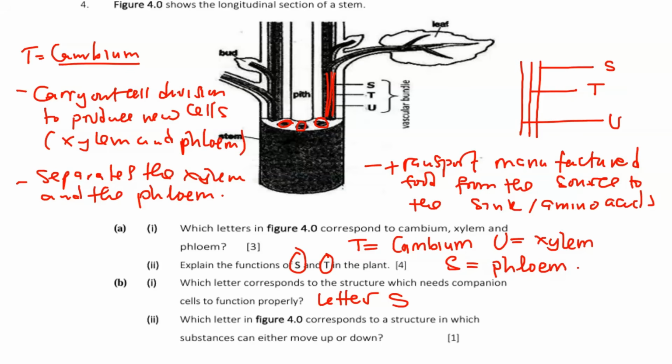And of course, the cambium does not do that. So it is the letter S, which is the phloem. So it is in the what? In the phloem, in case you're asked to write the name. So that is basically what you needed to write. So this answers the question here.